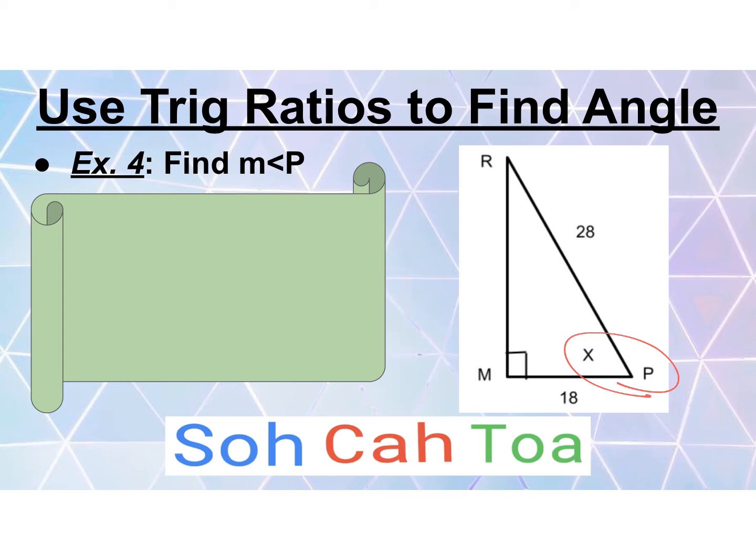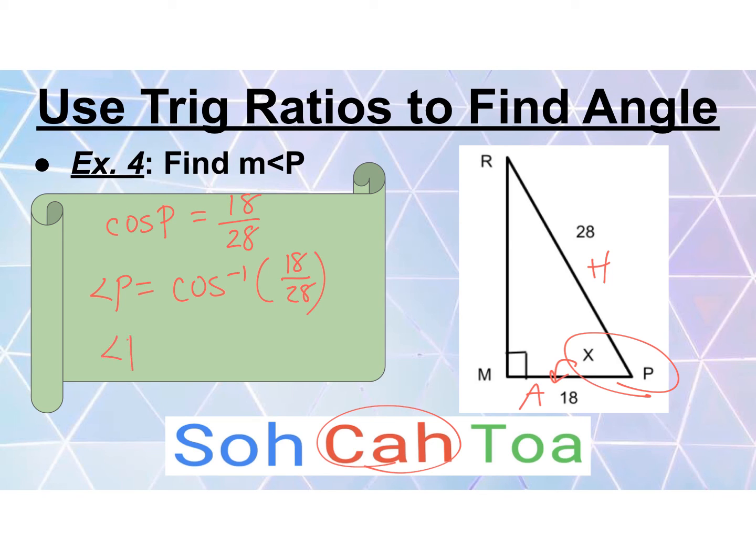Go to my angle, and again I have adjacent and hypotenuse, which is cosine. So the cosine of P equals 18 over 28. So angle P equals the inverse cosine of 18 over 28. And you should get from your calculator that this angle is about 50 degrees.